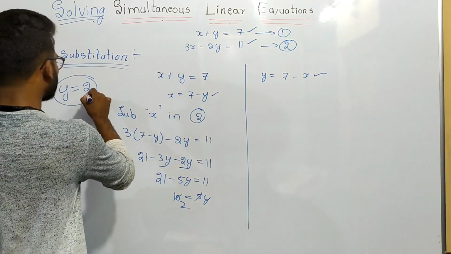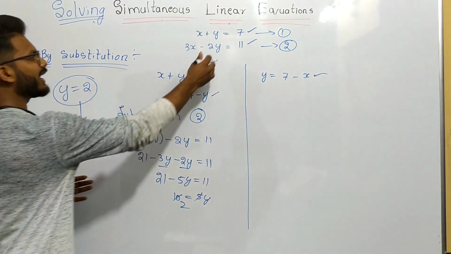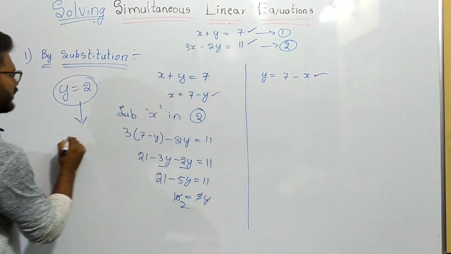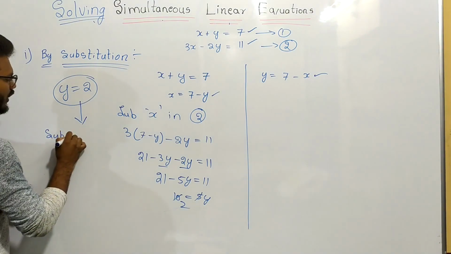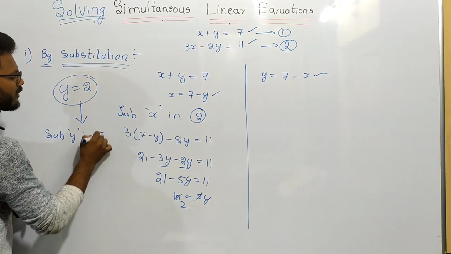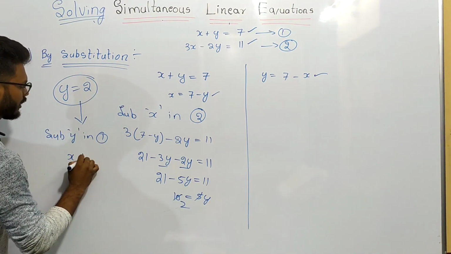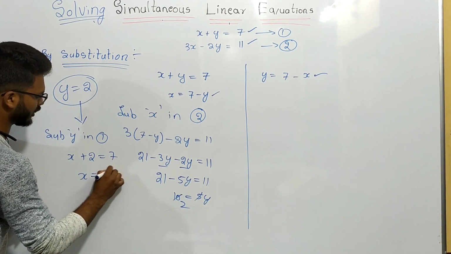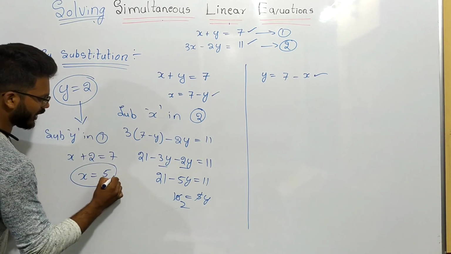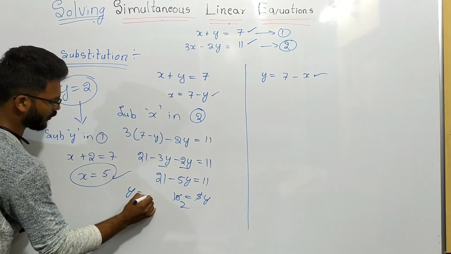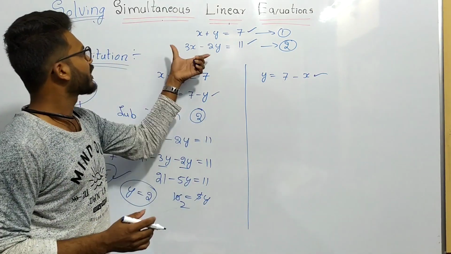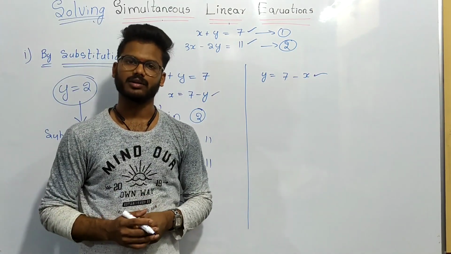Now we have to substitute this value in any one of the equations. As the first is simple, substitute y in equation 1. We get x plus 2 is equal to 7, so x is equal to 7 minus 2, which is 5. So x is equal to 5 and y is equal to 2. This is the solution for this simultaneous linear equation.